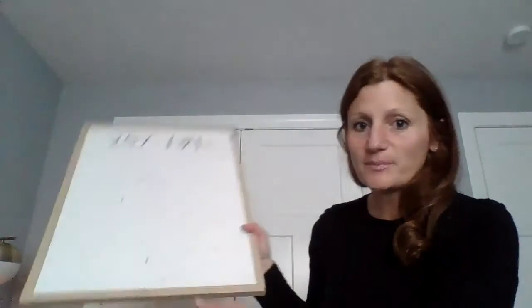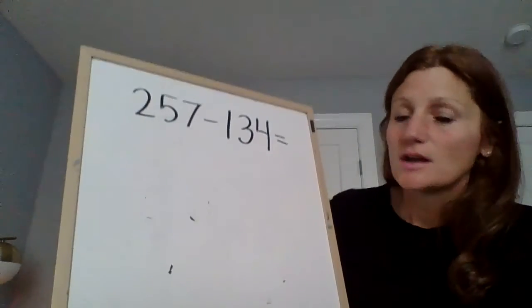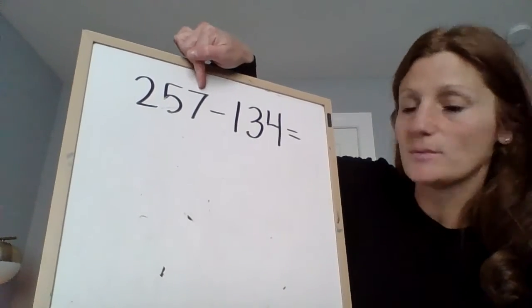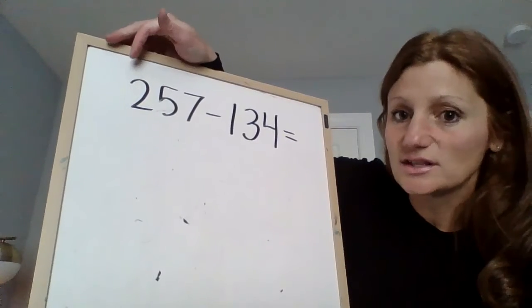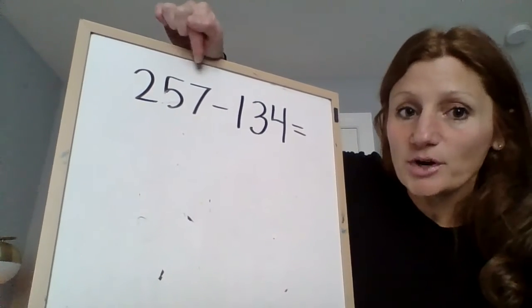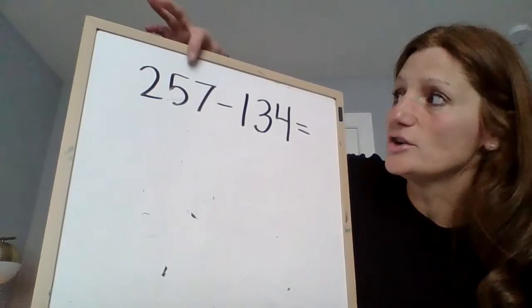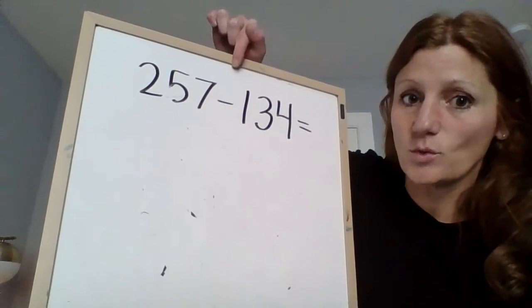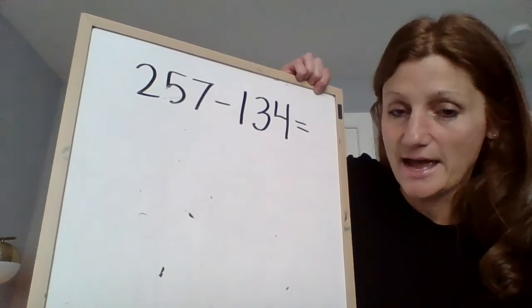I wanted to talk to you guys a little bit about triple digit subtraction today. So triple digit subtraction is going to look something like this. We have 3 digits. That's what triple digit means. A digit is just another word for number. So the problem we're going to start with is 257 take away or minus 134, okay?